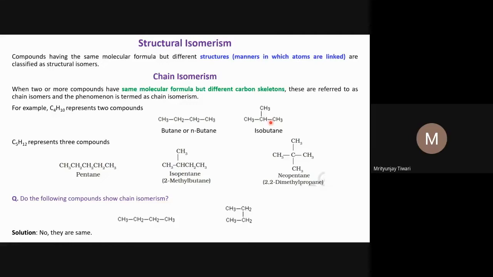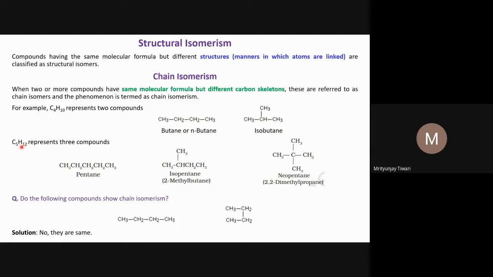For C3, propane, the compound with 3 carbon atoms, C3H8, we won't see any isomerism because C3 is the chain here only. This CH3 is also hydrogen. Even if you bring this hydrogen here, it will give the same compound. The only difference will be a different conformation, and conformations are not isomers. We will see some examples.